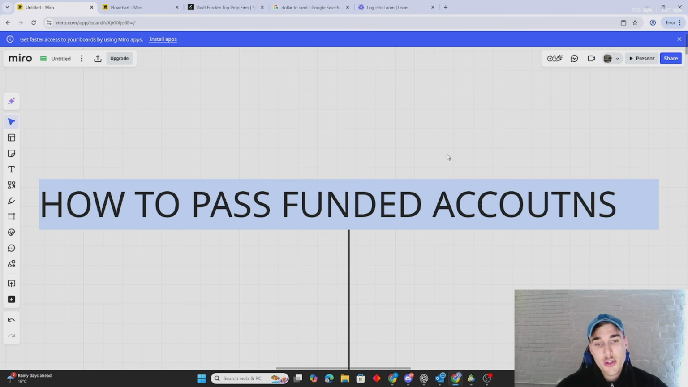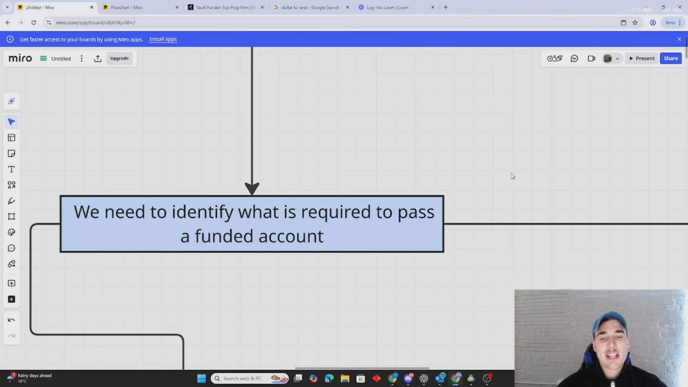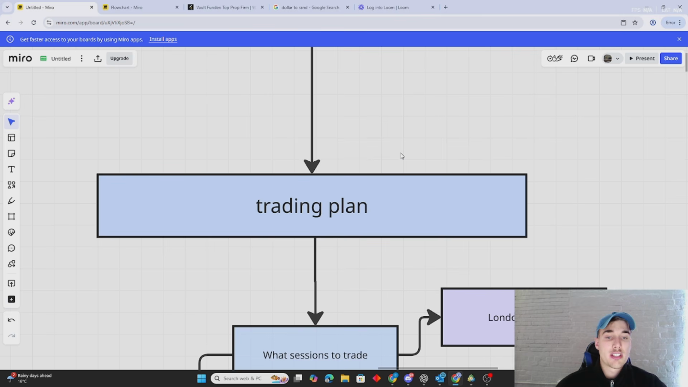So the first thing that we need to identify is what is required of us as traders to pass a funded account in order to actually get some payouts and make money from this. The first thing I like to look at is a trading plan. Now, a lot of you think, okay, cool, I know this, but let's double check. I think it also includes win percentage, but we're going to get into that a bit later.